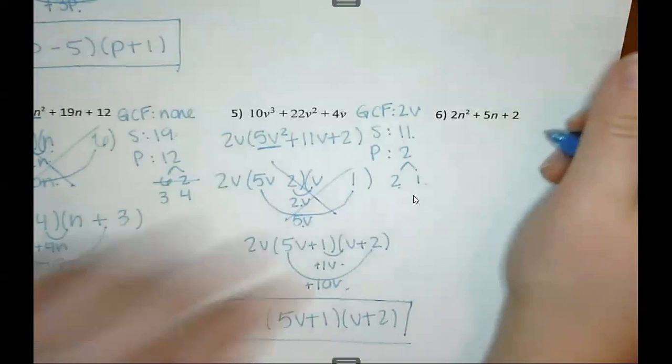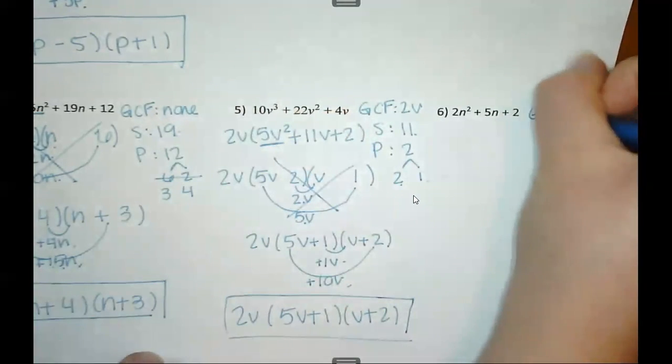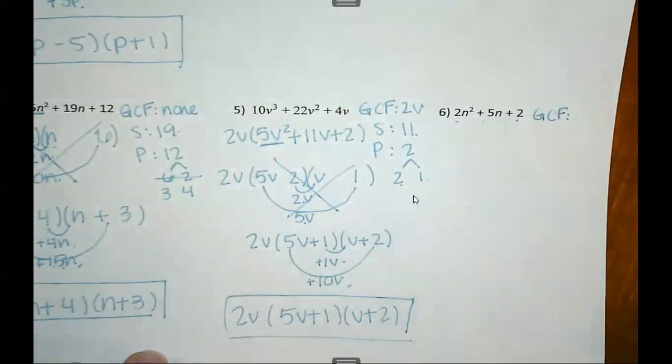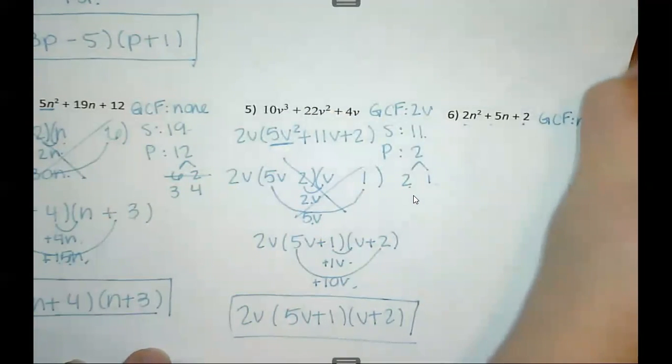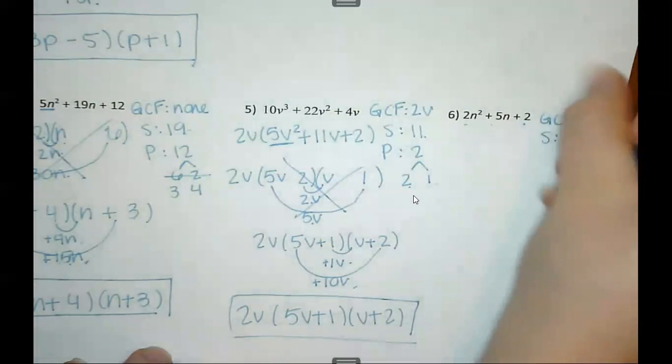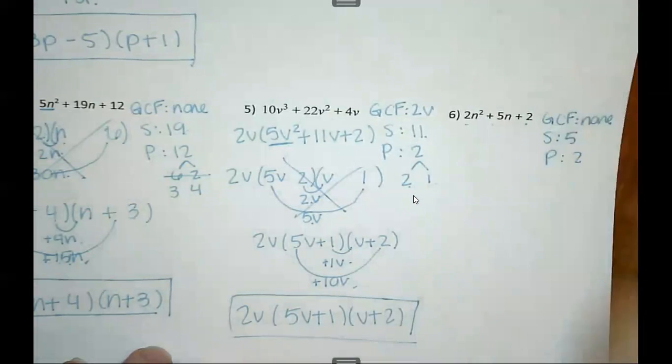All right, last one. So the first thing we look for is a GCF. So 2 would go in here and here, but 2 does not go into 5. So it looks like we do not have a GCF here. So our sum is that middle number 5, and our product is our last number 2.